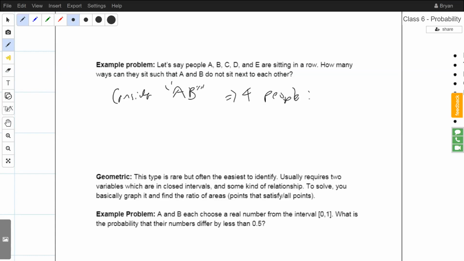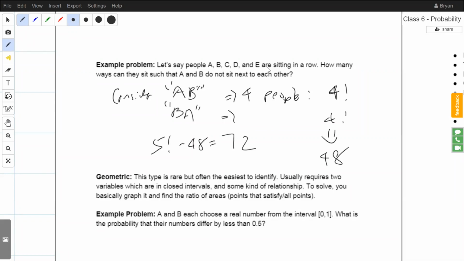And we also know that A and B can be switched, so BA leads to the same result. So this means that we're going to have 48 cases in which A and B sit next to each other. So 5 factorial minus 48 is going to be equal to 72 ways in which they do not sit next to each other.